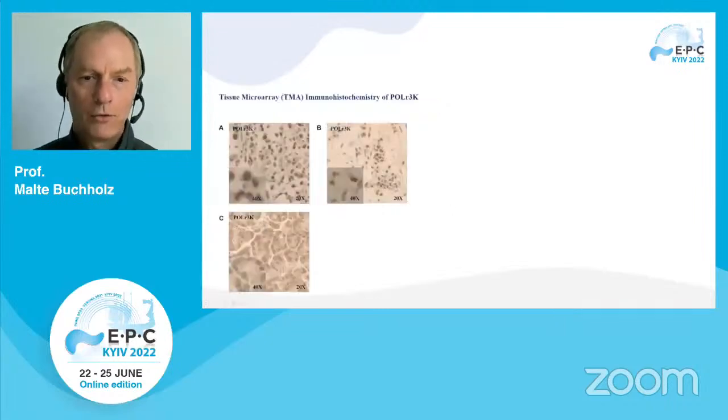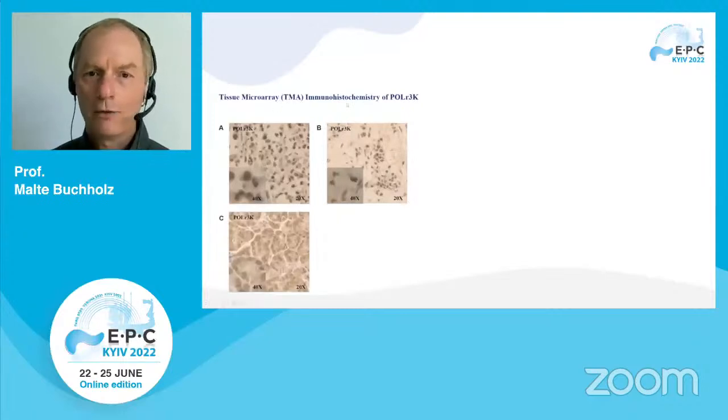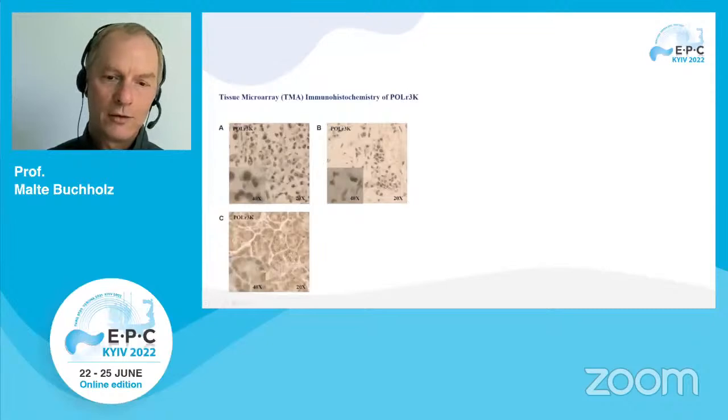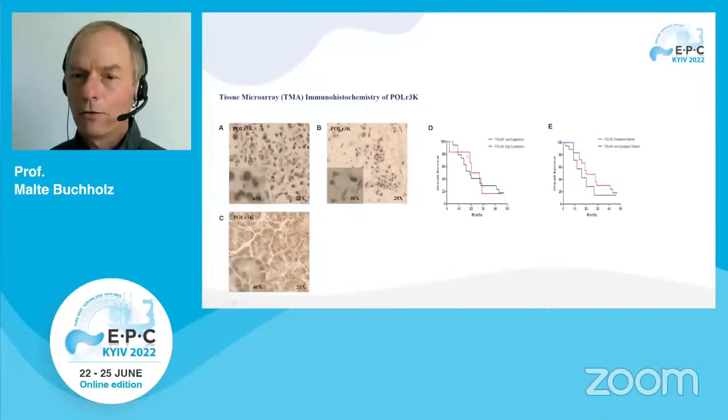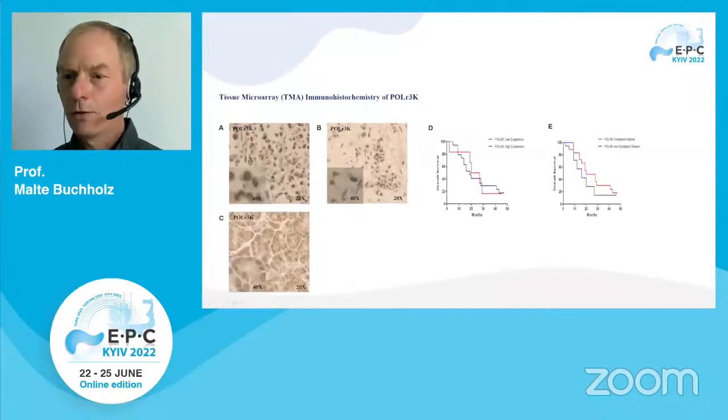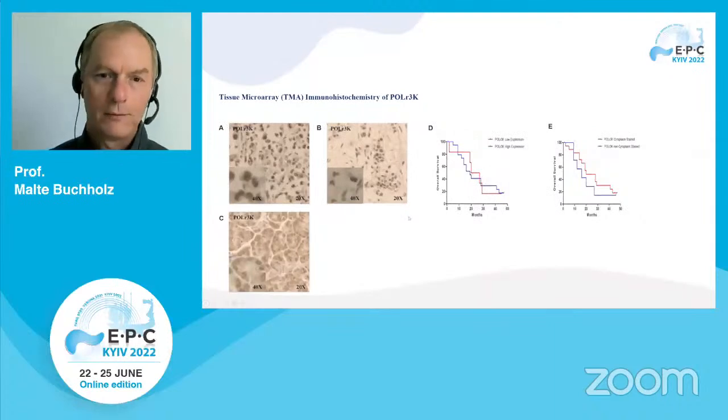Going back to primary pancreas tissues, we used a tissue microarray to stain for POLR3K, and you can see in normal tissues there's a staining of the cytoplasm, which changes more towards the nucleus in the tumors. But neither the overall expression levels nor the specific localization in the cell was directly correlated with patient survival.